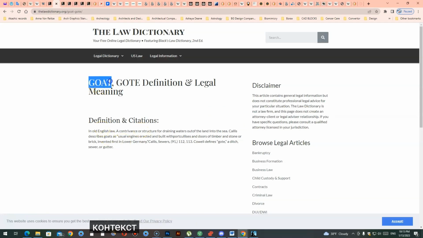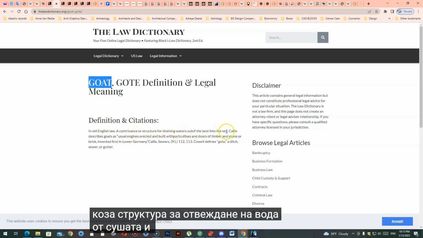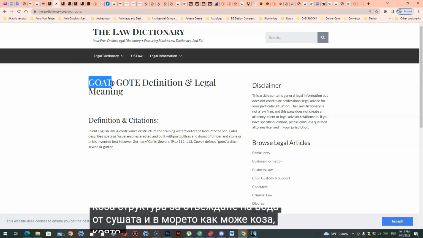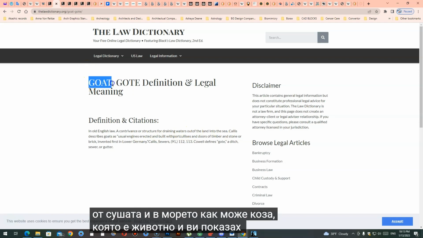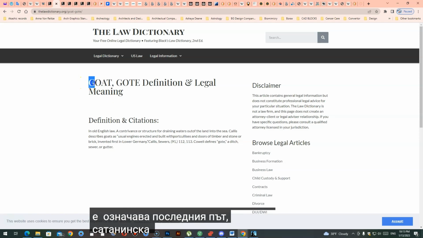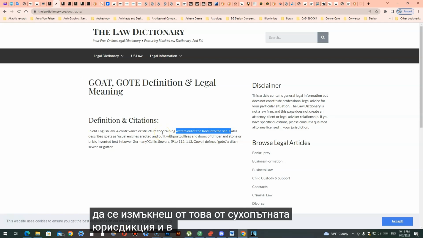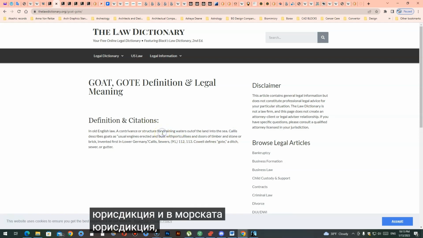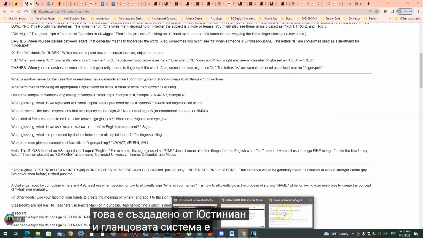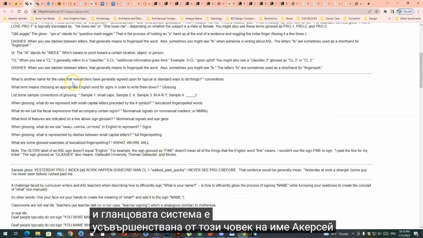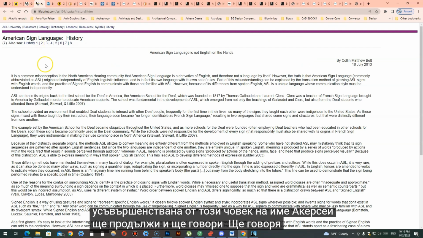Goat. A structure for draining water out of the land and into the sea. How can goat, which is an animal, and I showed you what it means last time, it's a satanic goat. This is how they're getting you to get out of the land jurisdiction and into the maritime jurisdiction. This was created by Justinian, and the gloss system was perfected by this guy named Accursius. We'll keep going and we'll talk about that.